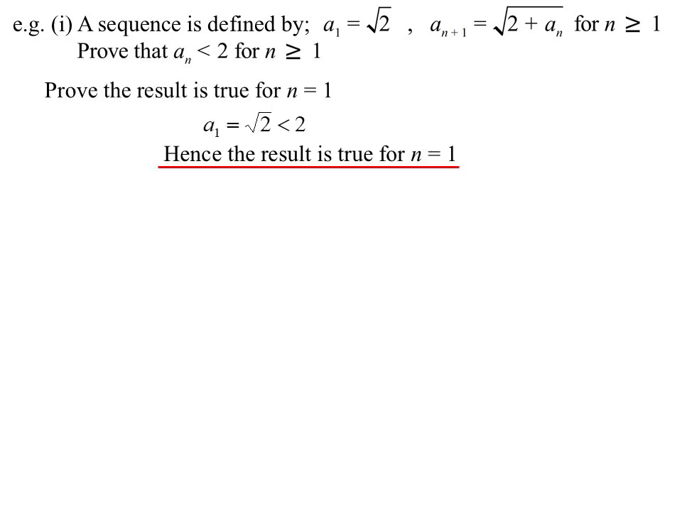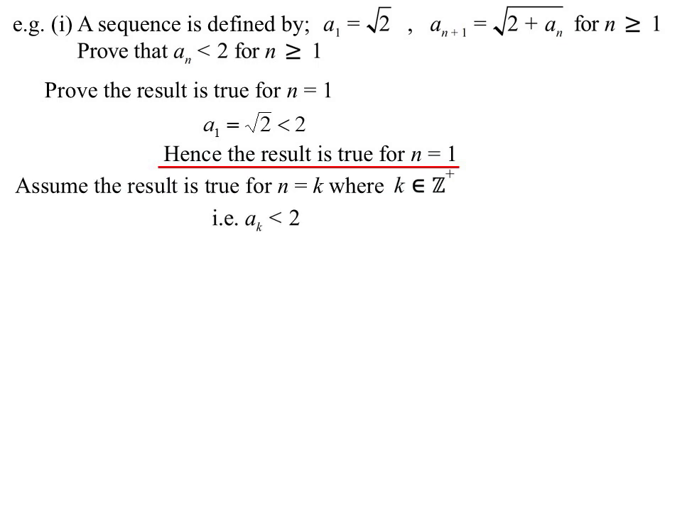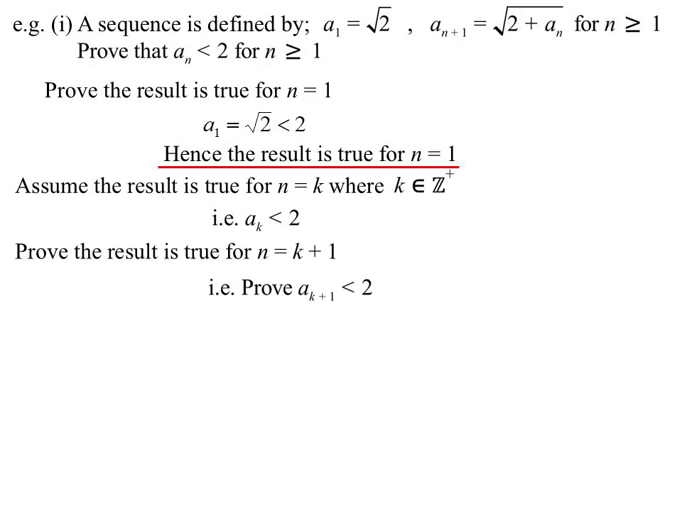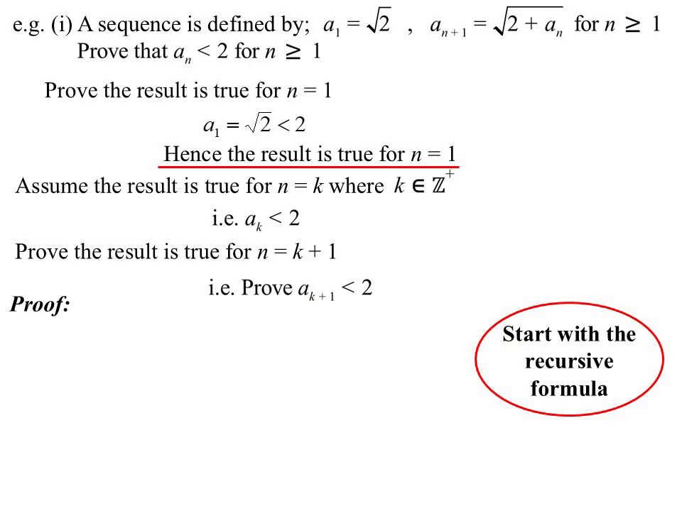Prove it true for the first one, which they told me is the square root of 2. And the square root of 2 is, of course, less than 2. Hence, it is true for that first term. Assume it's true for k. So I'm going to assume, sure, the kth term is less than 2. And now I want to prove that the k plus 1th term is less than 2 as well. So I'll start with that recursive formula. That's how I'm going to get the assumption in there.